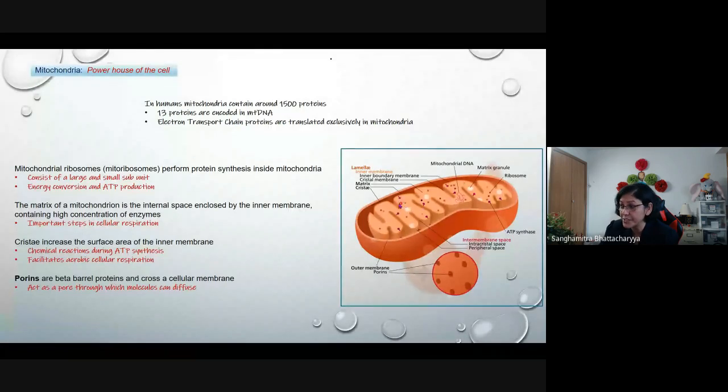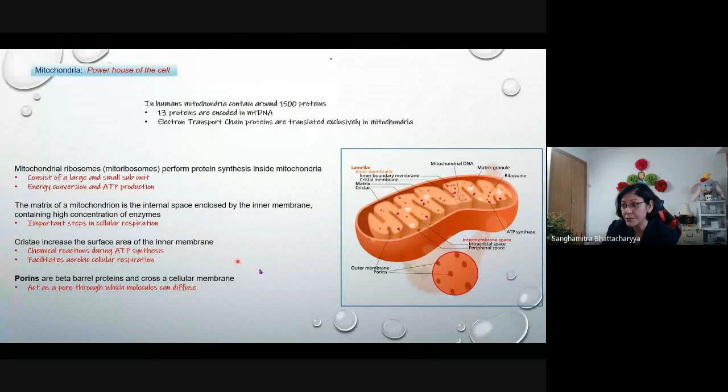Then comes the cristae, which are these invaginations of the inner membrane, and it increases the surface area of absorption. Because of this, it's also involved in different important chemical reactions during ATP synthesis, and it also helps in aerobic cellular respiration. I'll explain this part a little bit more in the next couple of slides.